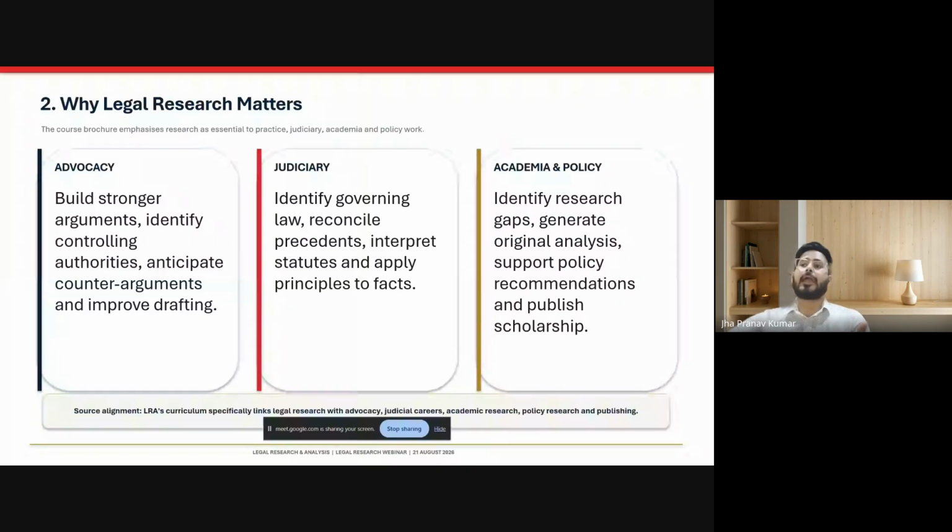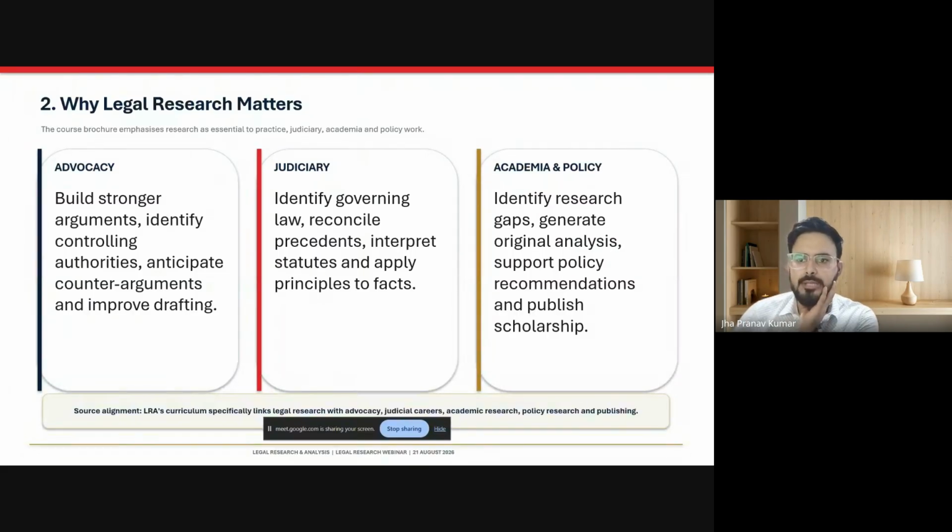Number three is for academia and also for policy. Those who are in an academic background very much understand the importance of research, where they need to identify research gaps, generate original analysis, support policy recommendations, and publish scholarship for that matter.